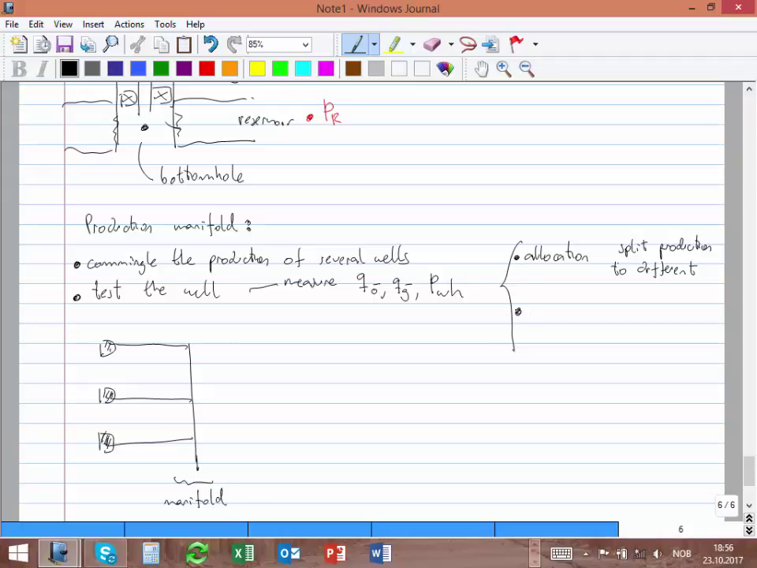What is the other purpose? Why do I perform a well test? Something Professor Ali told you, I'm not sure when, last week. What do we like from the well? What do we need from the well? What characterizes the well? This IPR, right? This famous inflow performance relationship. Okay. So it also is a way to determine the productivity of the well.